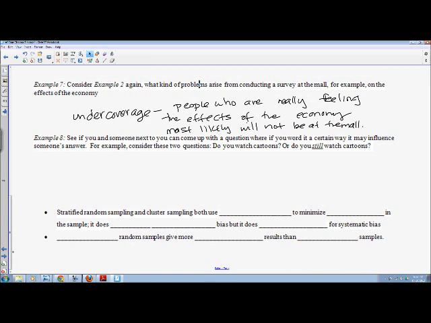Okay, example 8. See if you and someone next to you can come up with a question where if you word a question a certain way, it may influence someone's answer. For example, consider 2 questions. Do you watch cartoons? And do you still watch cartoons? So, you don't have a neighbor here, but see if you can think of something where you can just restate a question to influence how people are going to respond.